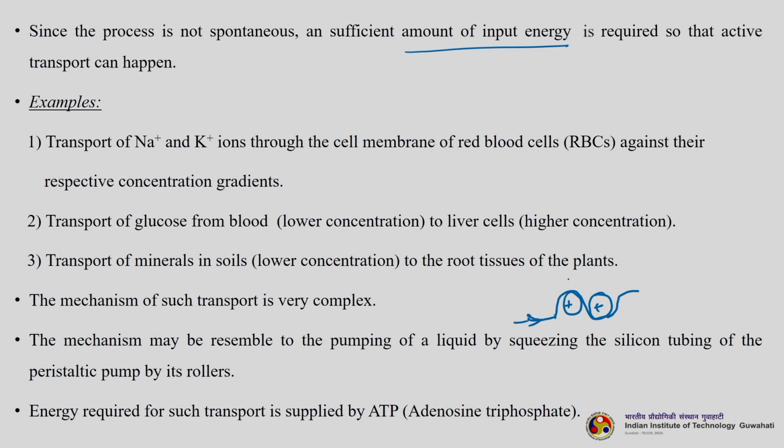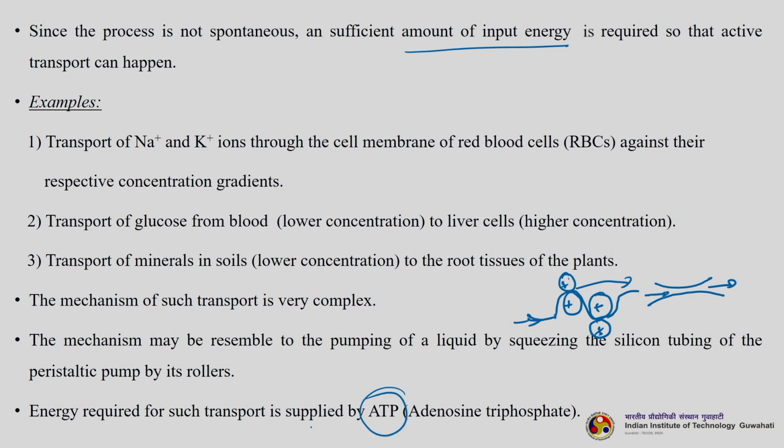So, it will come here and again the two rollers will be here. So, it will squeeze, here it is getting squeezed. So, you can see some structure something like this. So, what will happen in this? So, this is the schematic. Whatever the flow is, that is squeezed, and then it will be expanded. So, basically it is a throwing mechanism, squeezing out, squeezing in, something like that. So, energy required for such transport is supplied by ATP, which is adenosine triphosphate, maybe ADP also.